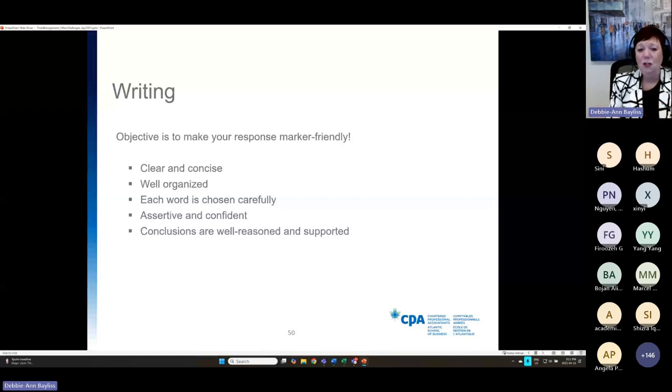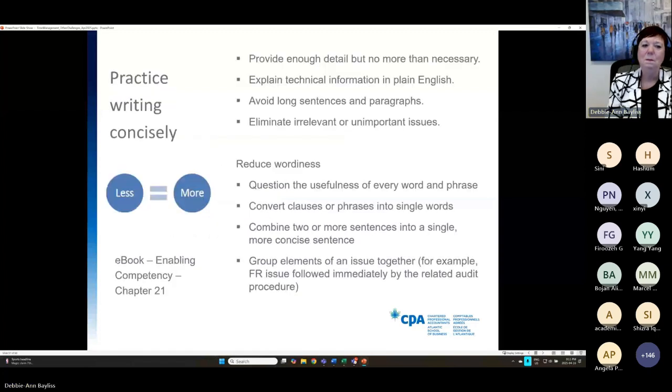Make sure that your conclusions are well reasoned and supported. It's important to write concisely, which means less is more. This is not about information dumping: here's everything I know, hopefully I'll give you something you want. That is not an appropriate strategy. When you provide technical information, explain it in plain English. More likely than not, your audience is not an accountant. Check that when it comes to the user. Hence the reason why it makes much more sense to paraphrase the criteria when it comes to financial reporting.